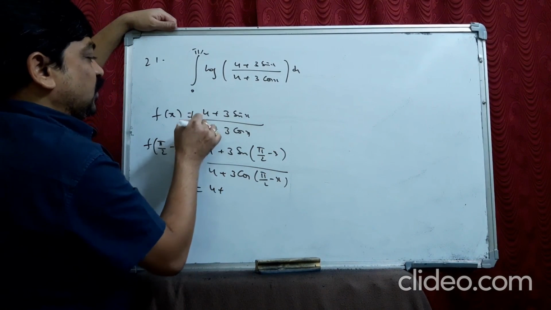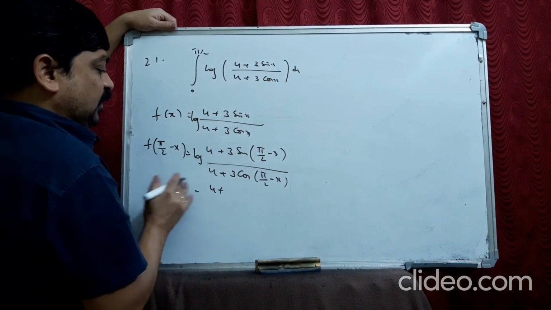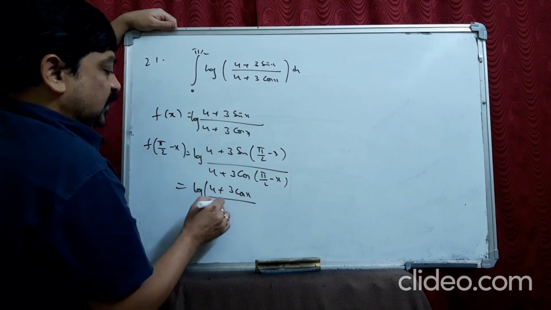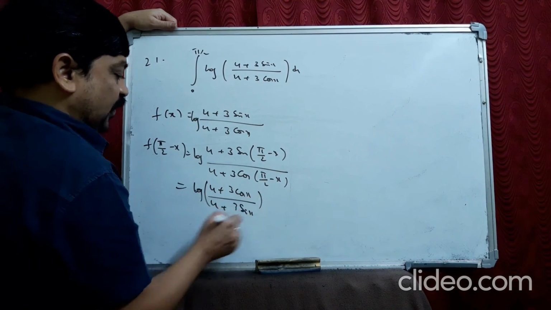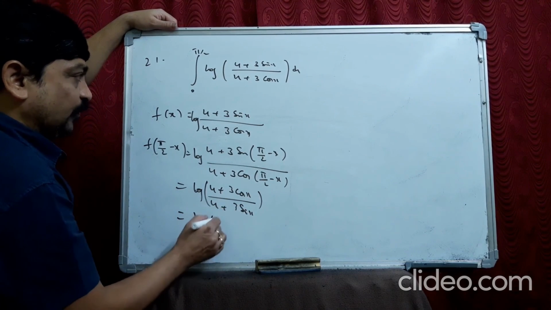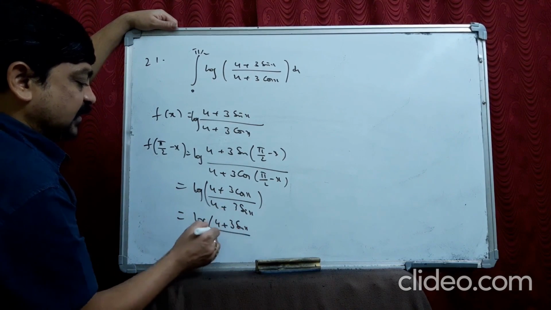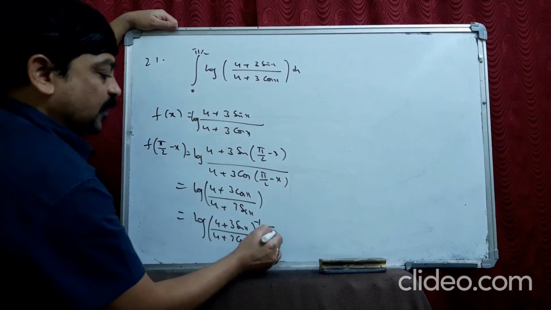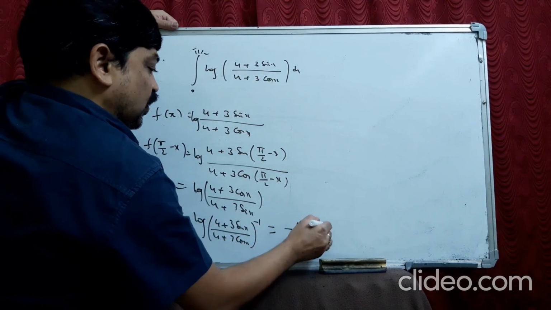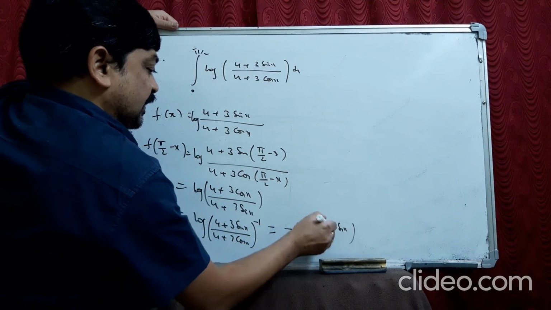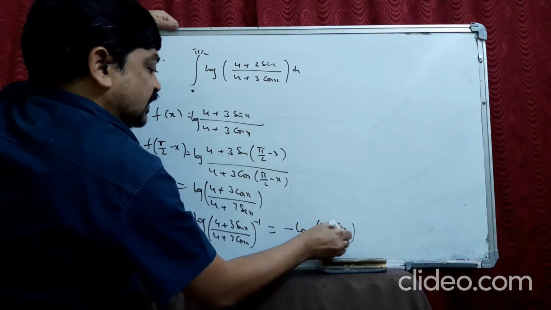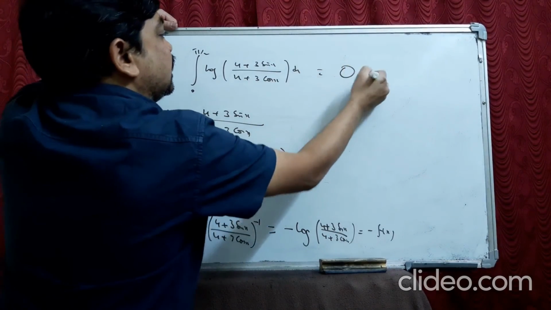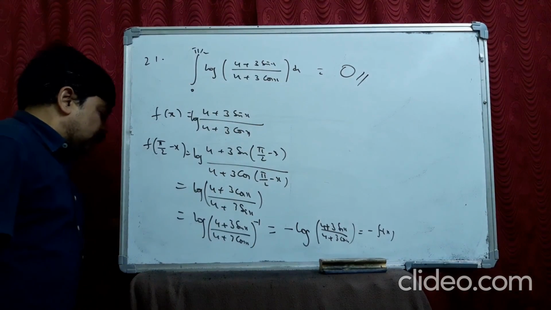So logarithm, I'm sorry, log, with log. So it becomes log of 4 plus 3 cos x, 4 plus 3 sin x. Now I can write this as log of 4 plus 3 sin x by 4 plus 3 cos x power minus 1. This minus 1 comes front. It becomes minus log 4 plus 3 sin x by 4 plus 3 cos x. It is minus fx. So it is odd function. So the answer is 0.